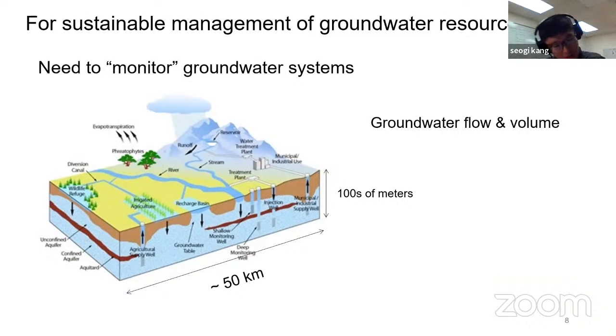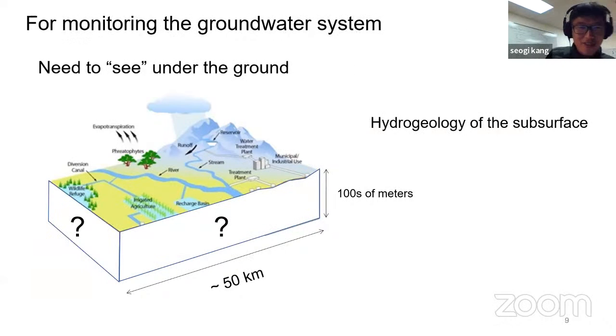And for this sustainable management of groundwater resources, we need the ability to monitor the groundwater system, like groundwater flow and volume. And if you think about the scale of this problem, the typical size of a water basin is about 50 kilometers by 50 kilometers, and the depth scale is about hundreds of meters. So monitoring this large system is an extremely challenging task. And sometimes people forget about this.